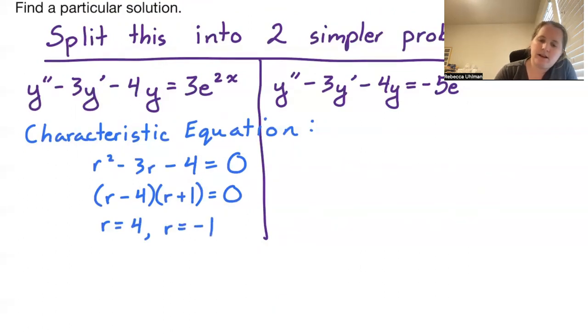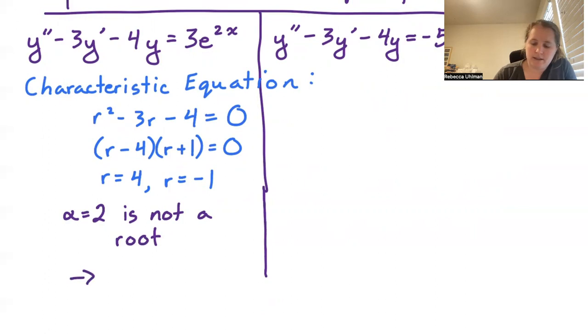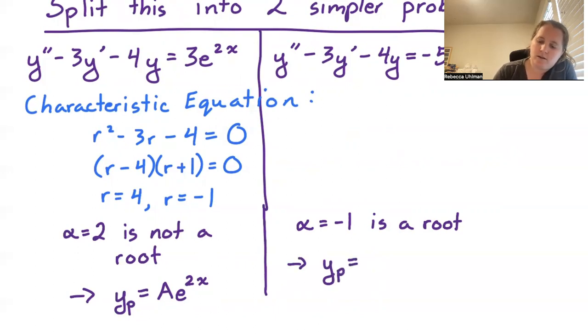So on the left-hand side, we have alpha equals 2 is not a root. And so we can take for our base guess simply yp equals a e to the 2x. On the right-hand side, alpha equals negative 1 is a root. It's not repeated. So for our base guess yp, we will need to multiply by x. And so we will use b times x e to the negative x as our base guess.